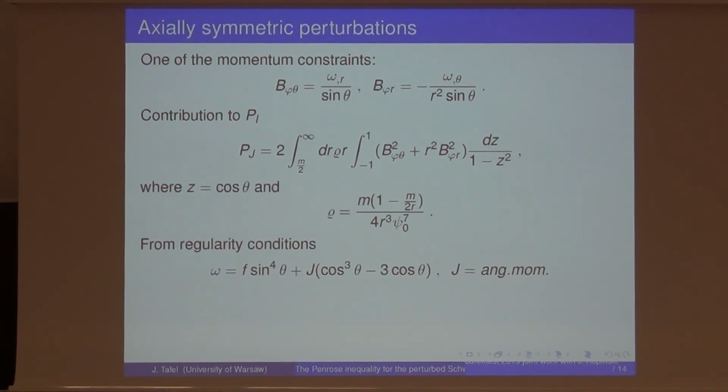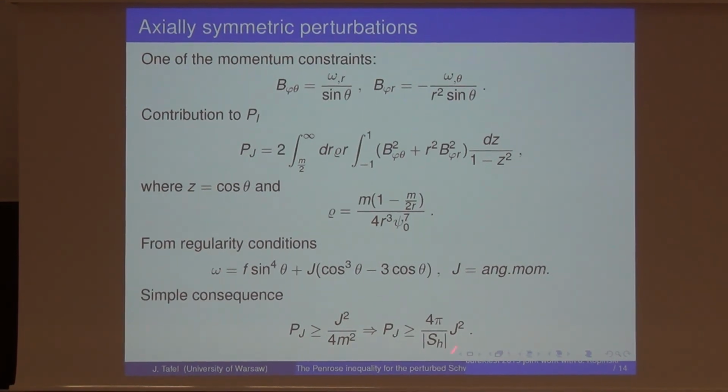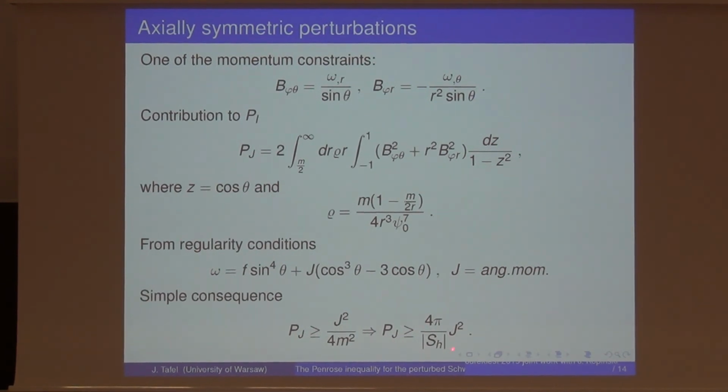And because of this, now we can simply plug all these expressions into this and this, and you can show that this volume integral here is bigger than the square of J divided by 4 mass squared. And because this is only a second order approximation in this parameter epsilon, this inequality is the same as if we replace m by the surface area, factorizing up to epsilon squared. So this will be important in the final formula.